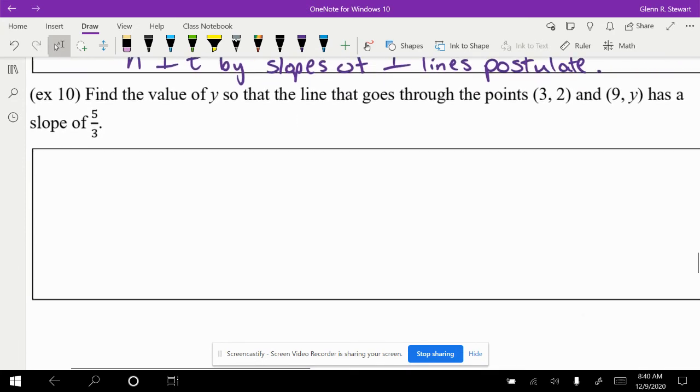Example 10, find the value of y so that the line that goes through the points (3, 2) and (9, y) has a slope of 5 over 3. So this one, we're actually looking to find out what one of our coordinate points is, given that we have our slope. Try it on your own first. See if you can challenge yourself to finish this problem, and then go ahead and hit play on the video.